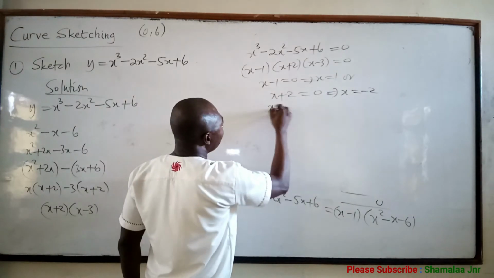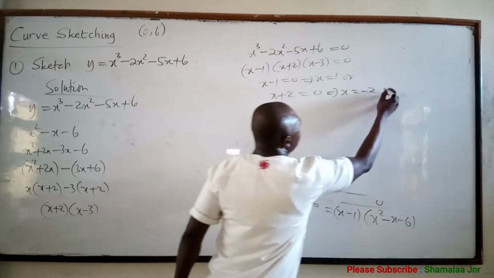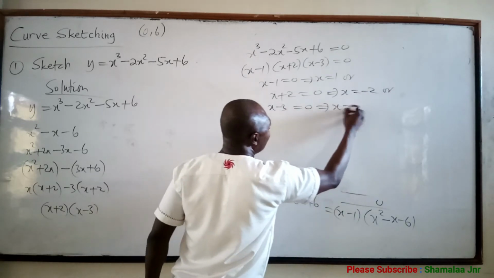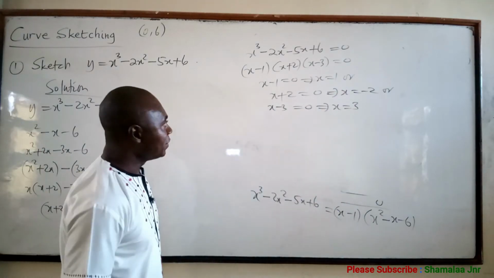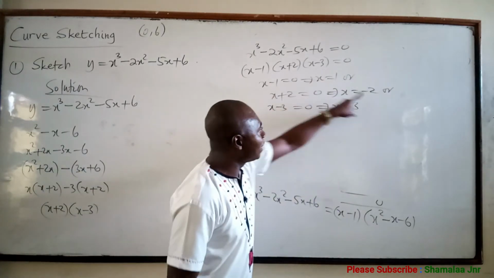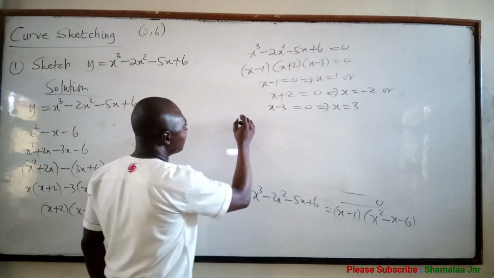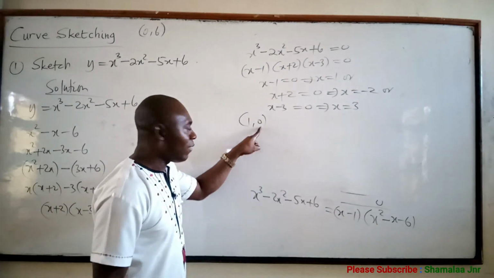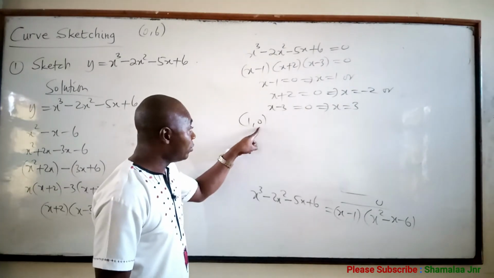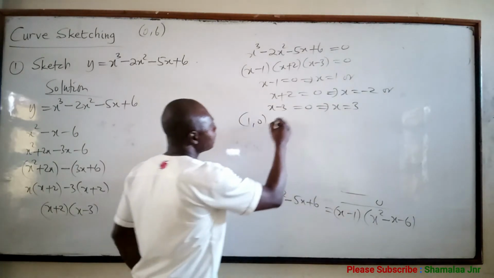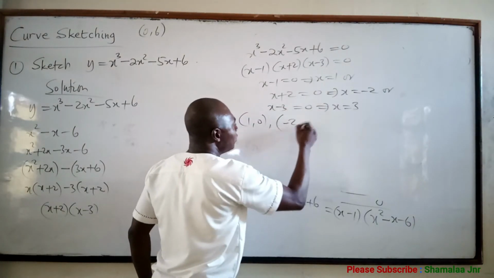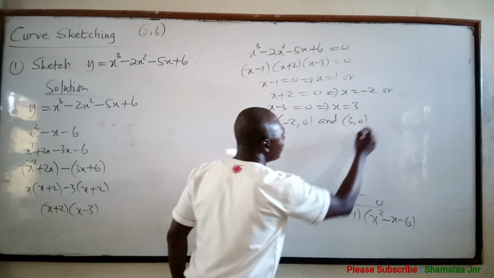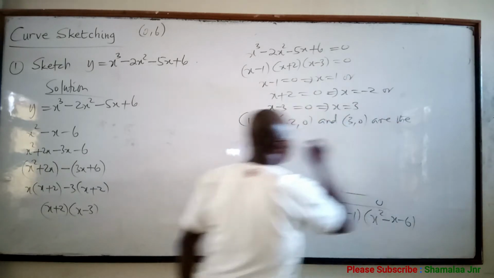Or x minus 3 is equal to 0. This implies x is equal to 3. Isn't it? So we have the x value should be 1, negative 2, 3. So what this means is that 1, 0. Finding the intercept on the x-axis, so it means that y is equal to 0. And you put y equal to 0. So 1, 0, comma, negative 2, 0. And 3, 0 are the intercepts.